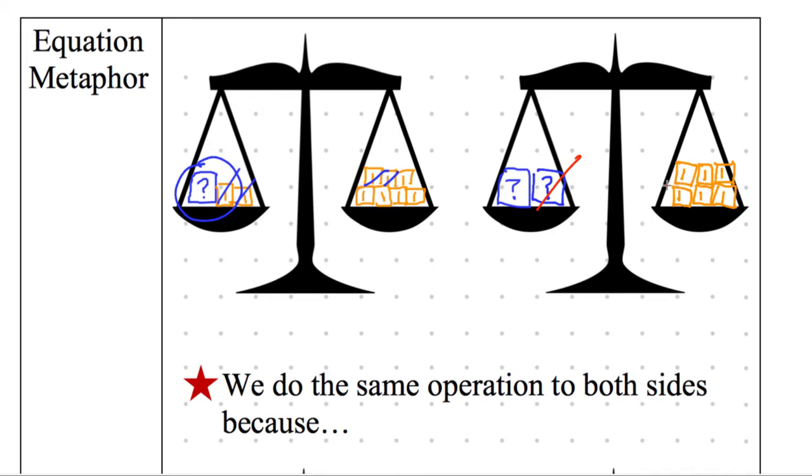But what I could do is look at the problem a different way. Instead of just taking off 1, I could take off half. If I take off half of 2, that means I'm taking off 1. Half of 3 means I'm taking off 3. By taking off half of each side, I preserve the balance, and I still get this unknown quantity by itself. This unknown quantity happens to be 3.